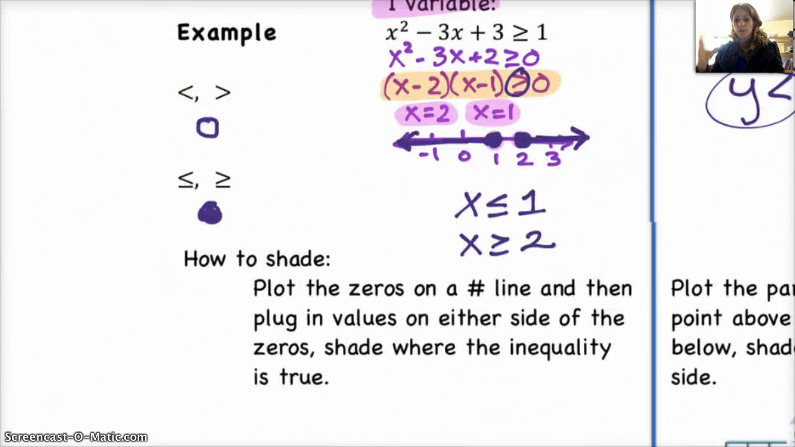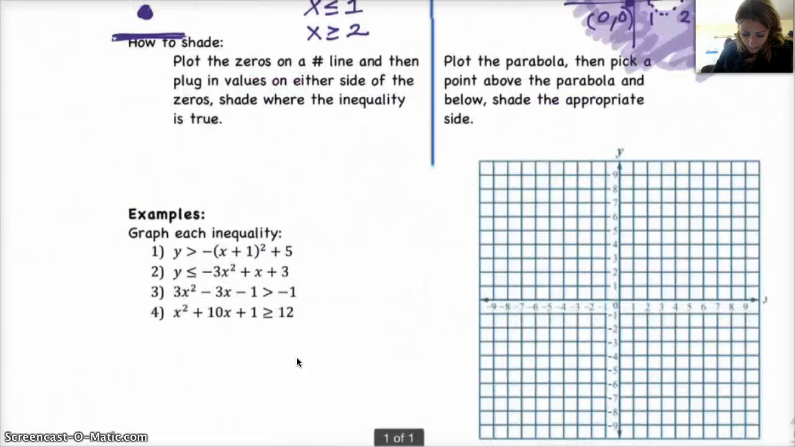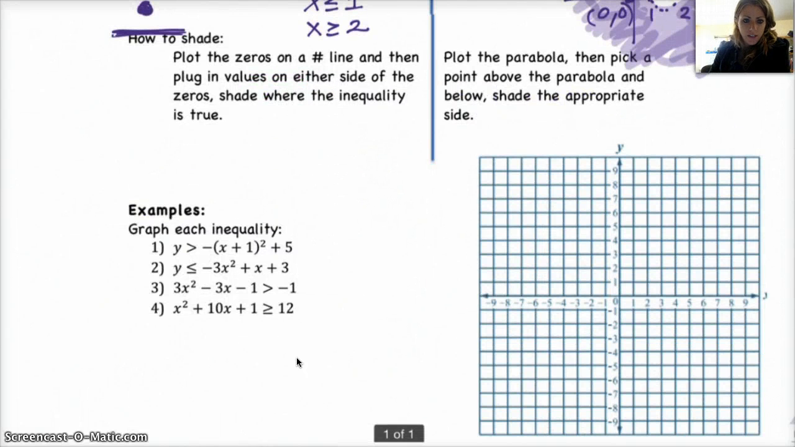So just keep in mind that if you have a less than or greater than, and you're graphing the parabola, you're going to have a dotted line, and if you have a less than or equal to, the parabola will be a solid line. Okay, so I think now there's a couple examples of graphing inequalities. So you can go ahead and try these. I'll do a few examples, and then that's basically it.